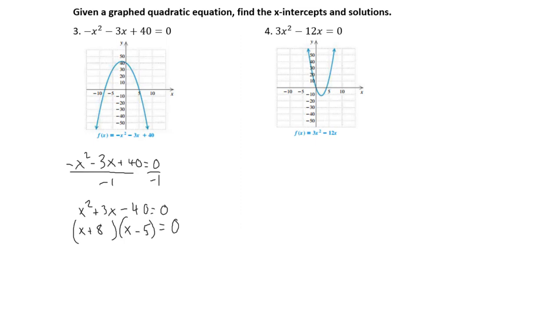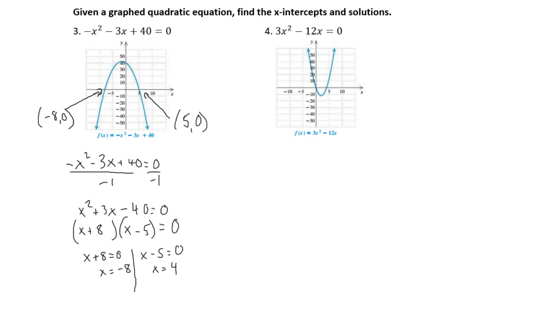And we can always check. x squared. 8 times negative 5 is negative 40. Middle is 8x. Outer is negative 5x. 8 minus 5 gives you 3. So we get x plus 8 equals 0, x minus 5 equals 0, setting each one equal to 0. So x equals negative 8 and x equals 5. And you can see right there that that is 5, 0. And this one over here is negative 8, 0.